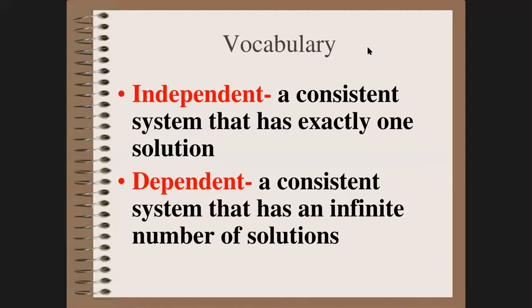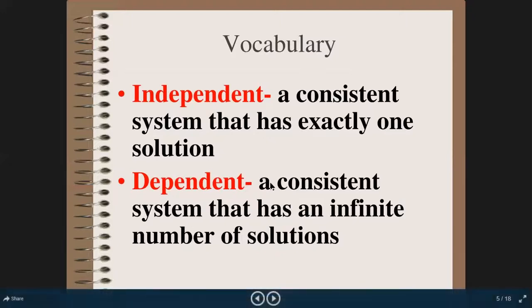But if it has an infinite number of solutions, we will say that this one is dependent. So we have independent, okay, when it has what? One solution. And the dependent, an infinite number of solutions. And we will see how we represent it when we have an infinite number of solutions.